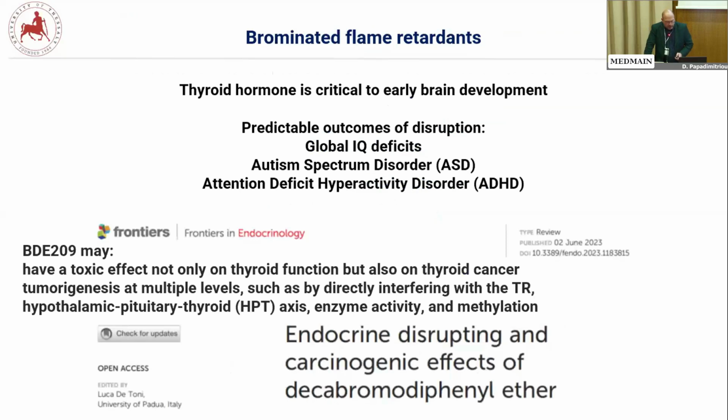Brominated flame retardants are used extensively. And one thing they really do is disrupting thyroid hormone signaling. But we know that if thyroid hormone signal is disrupted, then we may have a global IQ deficit, increased autism spectrum disorders, and attention deficit hyperactivity disorder cases. And especially this one, BDE-209, may have a toxic effect also by inducing tumorigenesis in the thyroid. So it's not only the signals, but tumors as well.